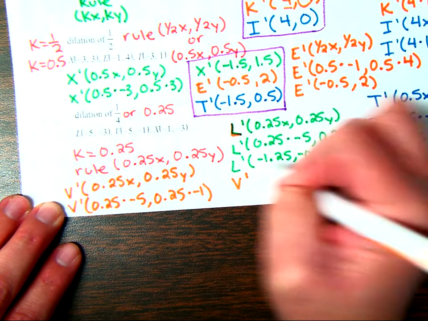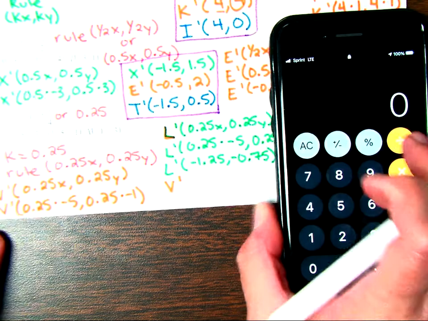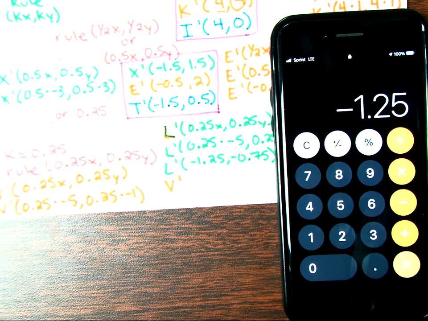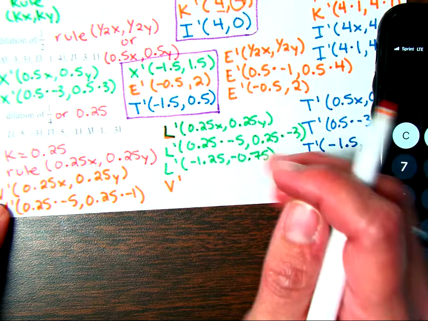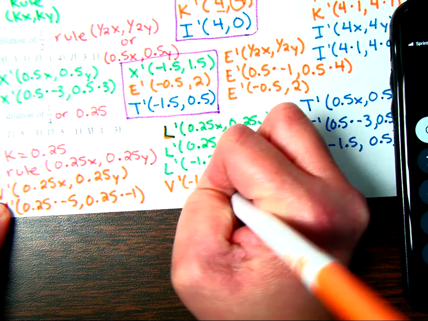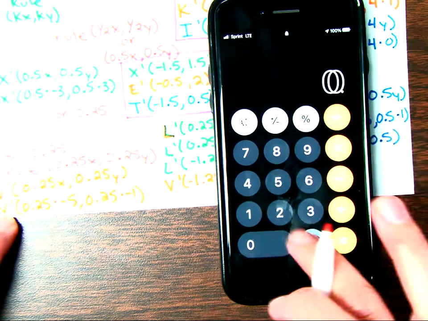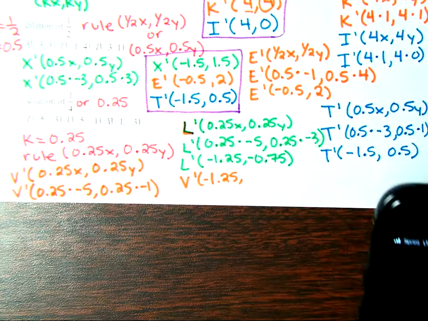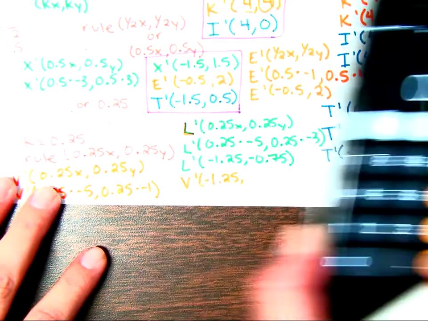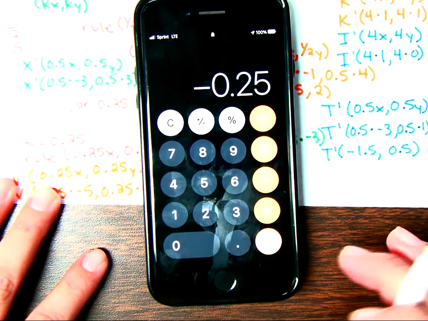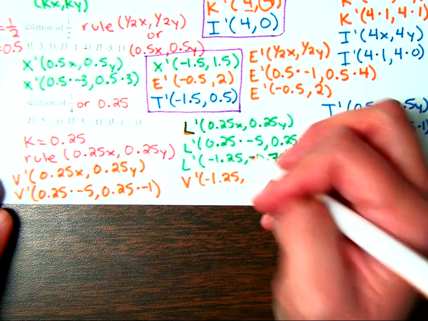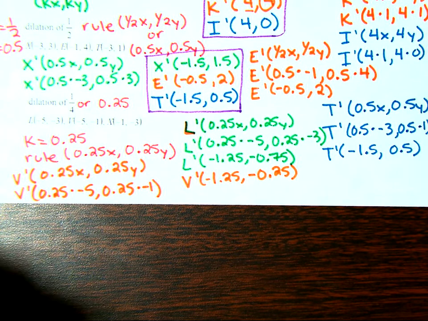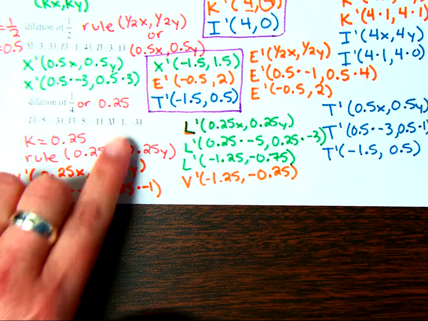So I have my work shown over here on the left. So I can go ahead and do my new ordered pairs. So 25 hundredths times the original x, which was negative 5, gets me negative 1 and 25 hundredths for my new x. And then 25 hundredths times my original y for V, which was negative 1, so I kind of got a little blurry. Well, anything times 1 is itself, but this was a negative 1, so that's going to change it to negative 25 hundredths.